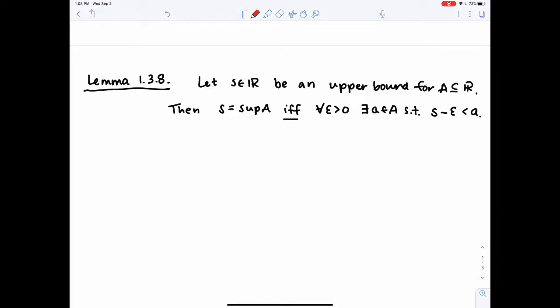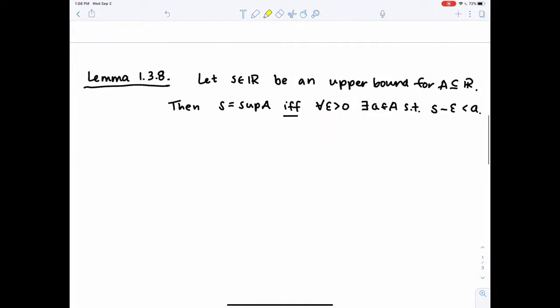So one thing I'll highlight here is you start off and you have to have already discovered that the number S you're working with is an upper bound for your set. So that means you have already satisfied part 1 of the sup A definition. So if you're going to use this lemma, you have to make sure you prove that you first have an upper bound. Then the second part, this is an if and only if statement, so it's an equivalent way of saying that S is the supremum of A.